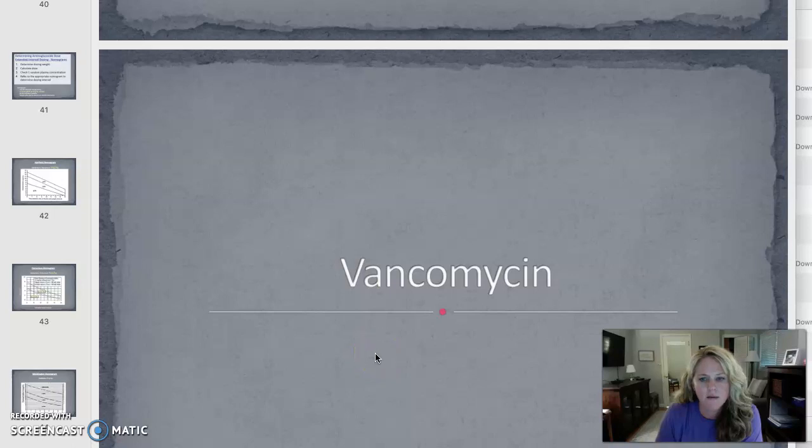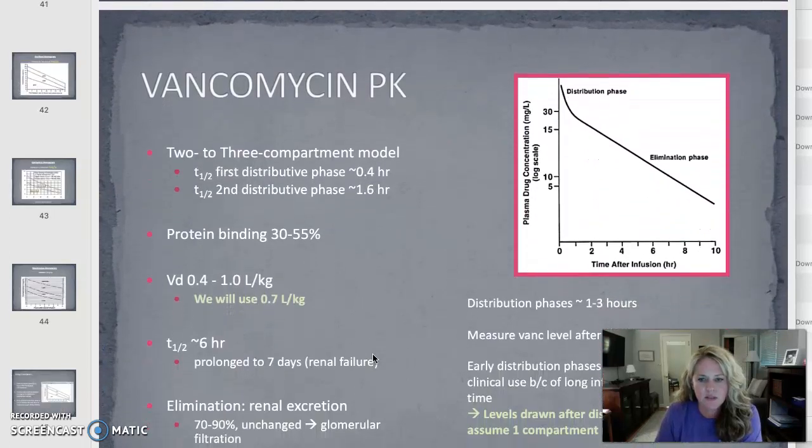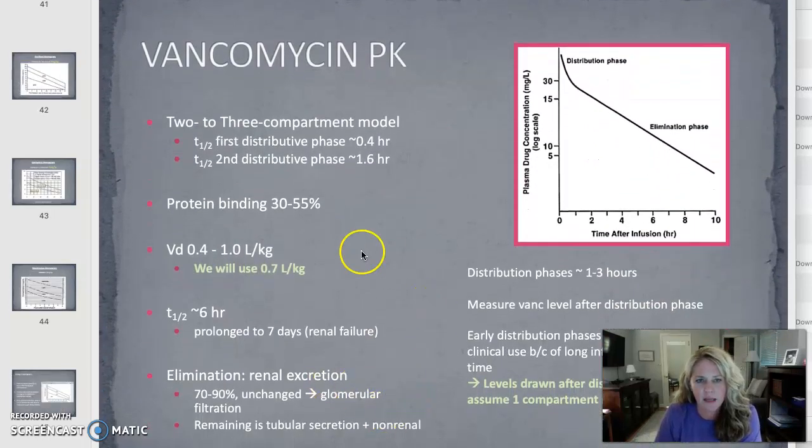All right, so now we're on to vancomycin. This is much easier than aminoglycosides. So just a little review of vancomycin pharmacokinetics. It is a 2 to 3 compartment model, which means it has to distribute out. And there are 2 phases of distribution that take about 2 to 3 hours.